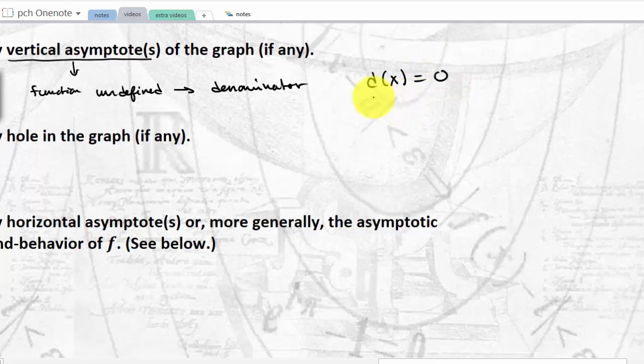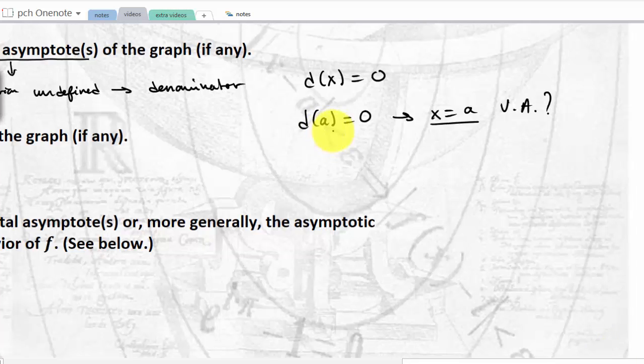Suppose, for example, that a is a solution, so that d of a is equal to 0. Do we have that x equals a is a vertical asymptote? Not necessarily. It's a vertical asymptote if a is not a root of the numerator. If a is not a solution, so you want to have p of a not 0, then in this case x equals a would be a vertical asymptote.